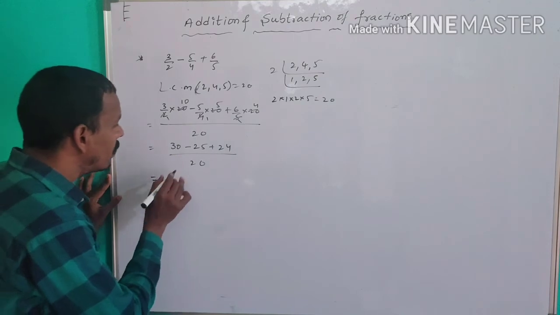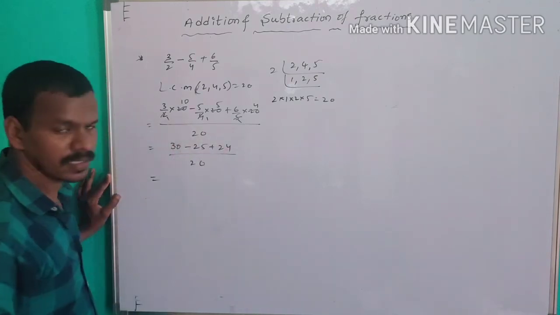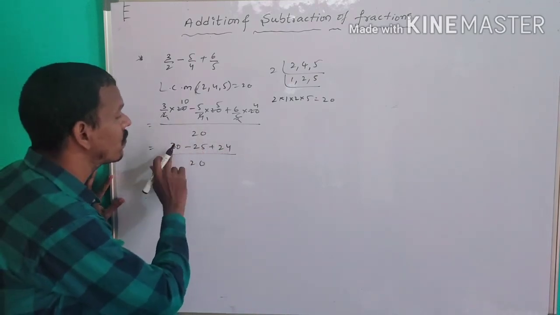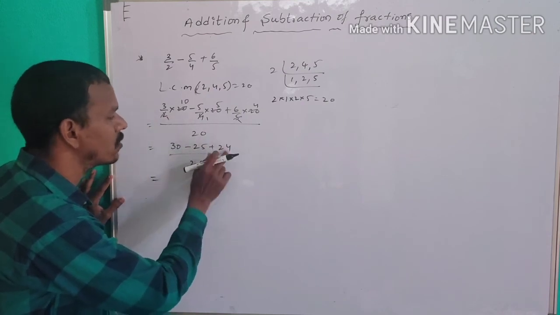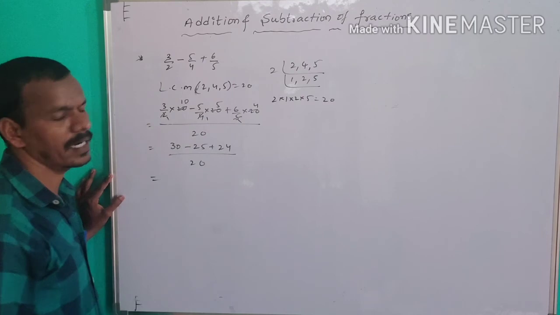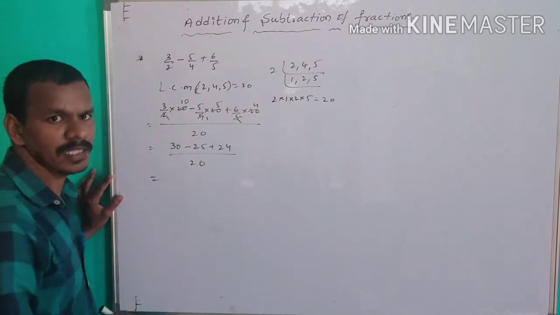Now, here, how can we add this? So, what are the positives? First of all, we can add them. 30 is positive, 24 is positive. 30 plus 24, we can add, after that we can subtract the negative. So, it is better for solving.